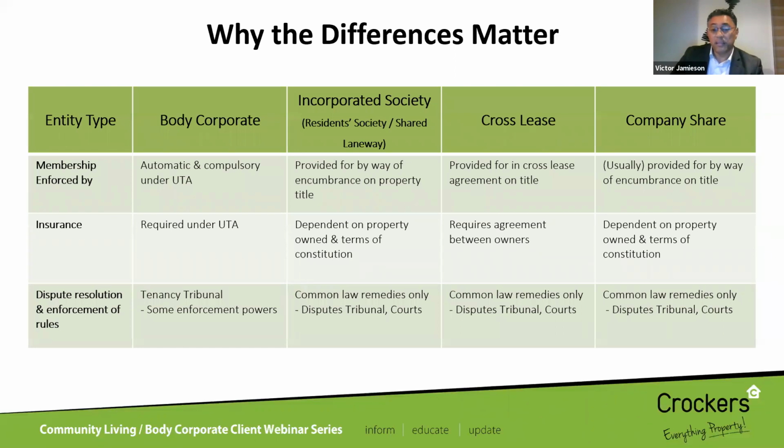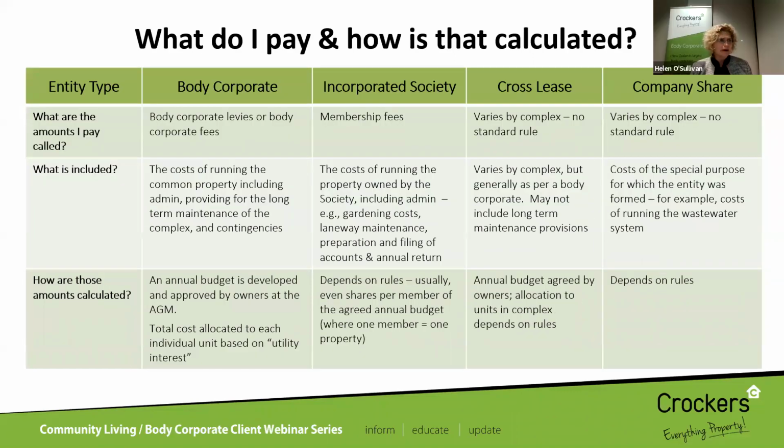Right, so we've covered off the legal framework, membership, and disputes. What about the thing that's at the root of many of the questions that we get, which is around costs? How are these set in the different entity types? Yeah, so this is a big one, of course. Look, even though the costs are called different things when they're invoiced to owners, in a body corporate they're generally called levies, generally called membership fees in a society.